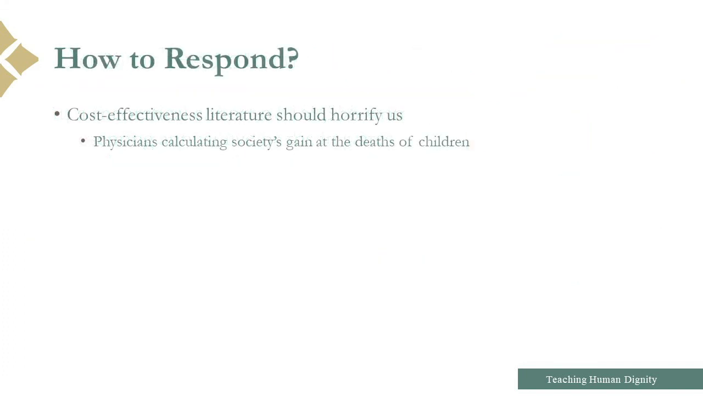So how to respond to these arguments? First of all, I think that the cost-effectiveness literature should horrify us. As a parent of a child with Down syndrome, these studies, honestly, are probably the hardest things I've ever read. To know that there are physicians calculating society's gain at the deaths of children like my son, to know that these children are considered such throwaway creatures that their loss is not even recorded in the same ledger in these studies as those who are typically developing, is absolutely gut-wrenching. I think these studies are horrific.